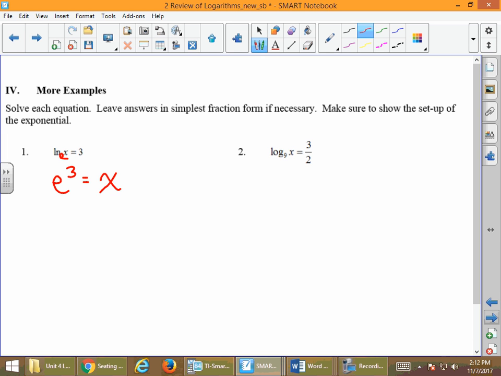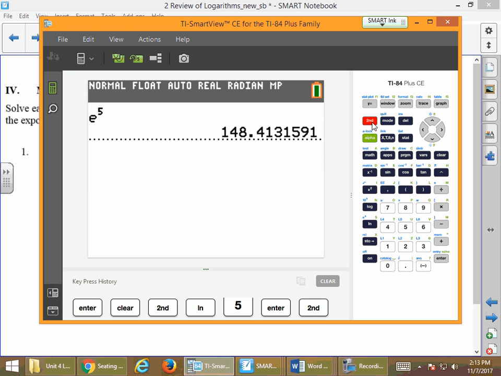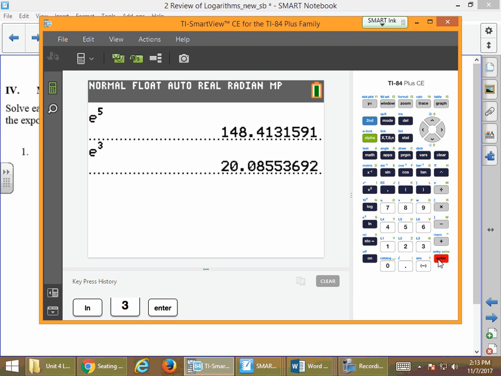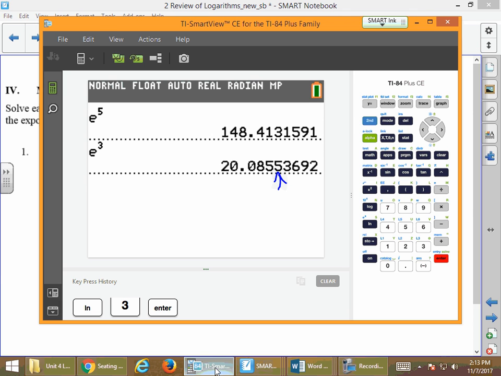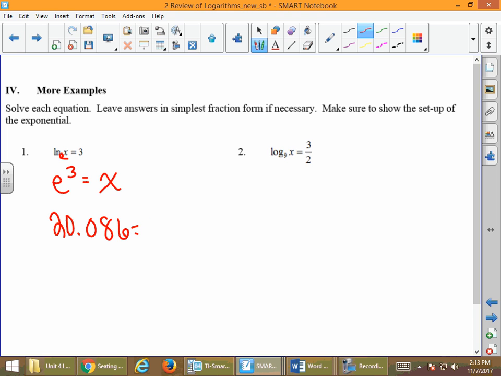And on this one, our directions say leave answer in simplest fraction form if necessary, but on the practice it says round to the nearest 1,000th. So once again, on our calculator, we would say second ln. This time we're going to type in the 3. And we press enter. So we get 20.0855. But this second 5 right here is going to cause us to round up the 5 in front of it. So this is going to become 20.086, because if that number is 5 or higher, we round up. And we end up with 20.086 equals x. Even though I don't have that on the directions, I have it on the practice.